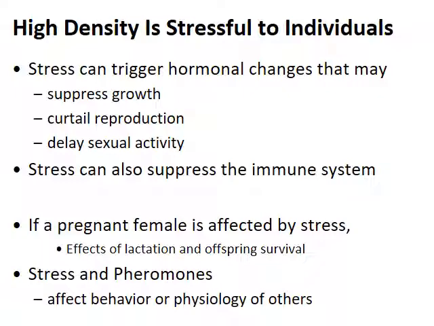We can see a stress effect as well from these high densities here. So it can trigger hormonal changes that slow growth, slow reproduction. We saw these in harp seals, same with delaying sexual activity, and it suppresses the immune system. So you make yourself more susceptible to disease. So if a pregnant female is affected by stress, this can increase offspring mortality. This can decrease lactation, making it harder for those that are born to actually survive.